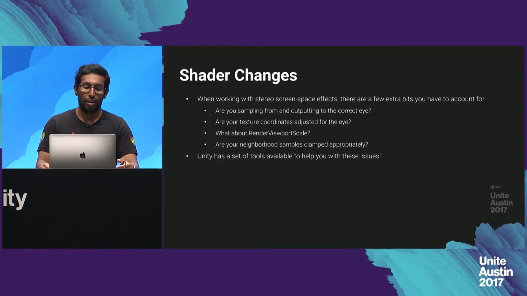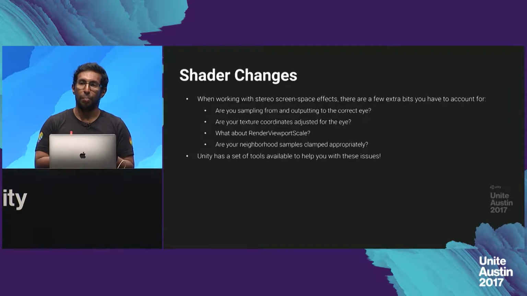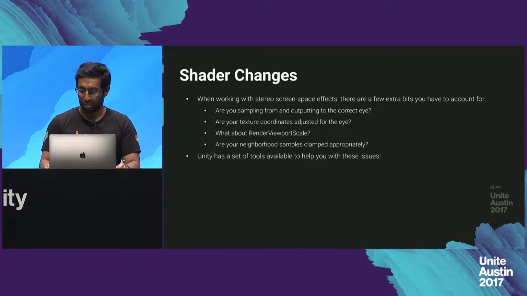All right, shader changes. When we're working with stereo screen space effects, we have a decent amount of extra work to do. Are we sampling and outputting to the correct eye? Are your texture coordinates adjusted for the eye? Are you taking RenderViewportScale into account? And are your neighborhood samples clamped appropriately? And a couple other things, right? In Unity, we try and provide a set of tools that help you with these issues.